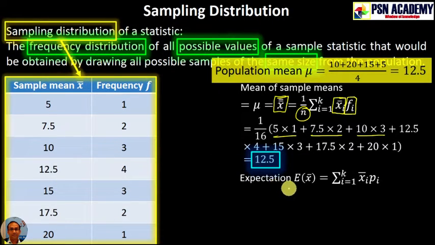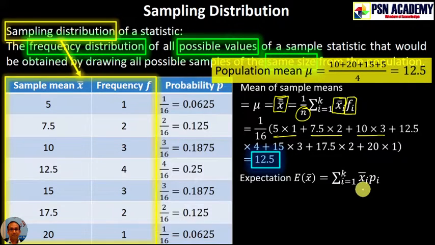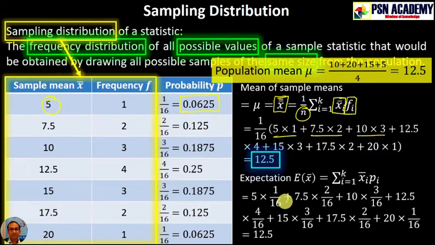Now, using the expectation, you can also calculate the mean of the sample means. In either way, you can calculate. For calculating the expectation, you need the probabilities of each x bar i. So this is the probability chart for each x bar i. For the sample mean x bar equal to 5, you have the probability of 0.0625. So you just divide the frequency by 16 and you will get these probabilities. So you apply this and you will get 12.5. So in any one of these ways, you can have the mean of the sample means, right?